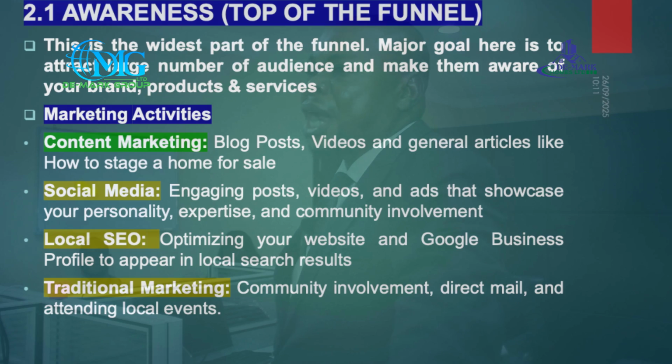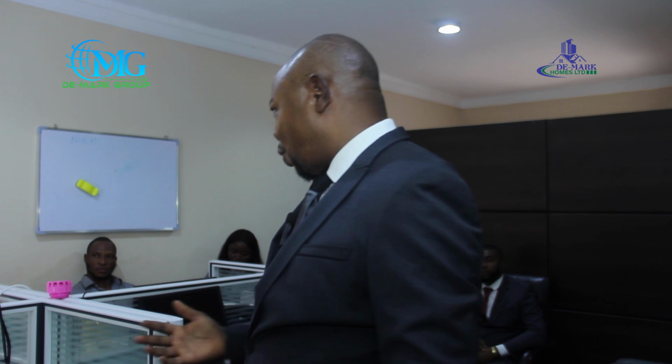So marketing activities to be undertaken at this stage is what? Content creating, blog posts, videos, and general articles like how to sell, how to stage a home. I'm giving an example here. So in this stage, when you are trying to create awareness about your products and services, these are the things that you'll be doing. You see that funnel, your effort at this stage is to bring in as many people as possible inside it. Then as you go down, you see the other stages.